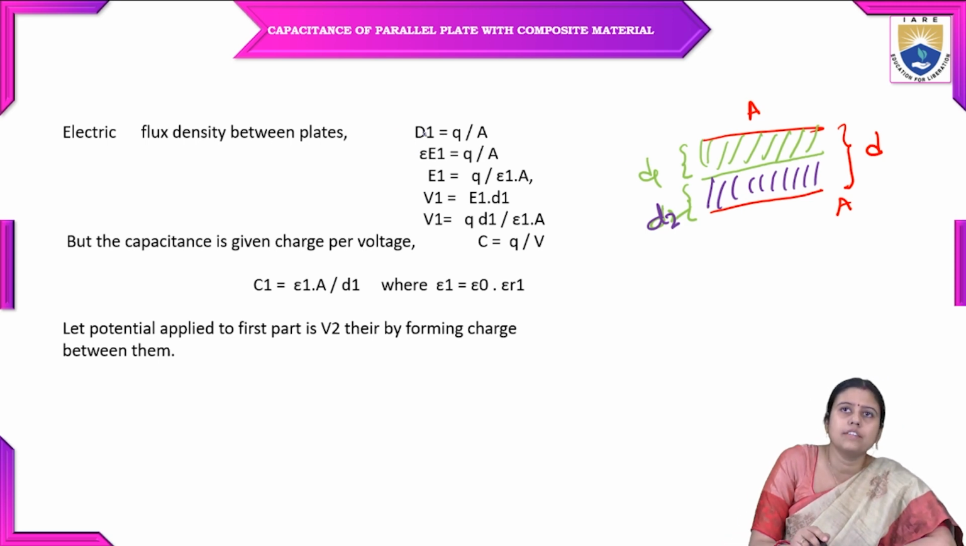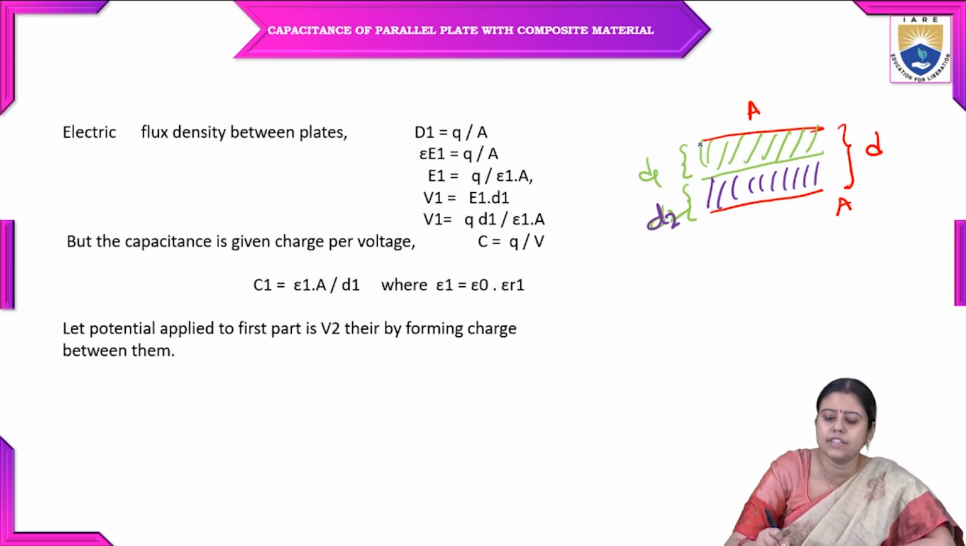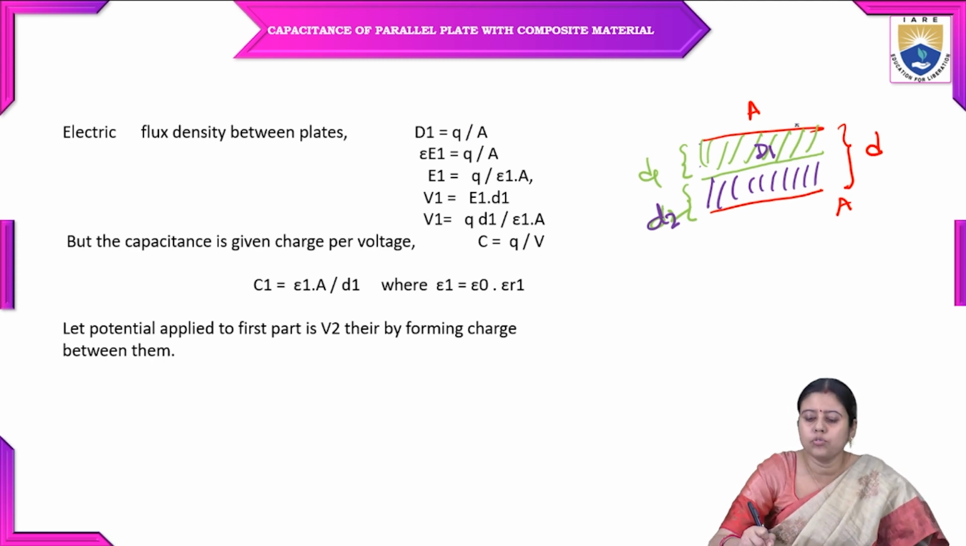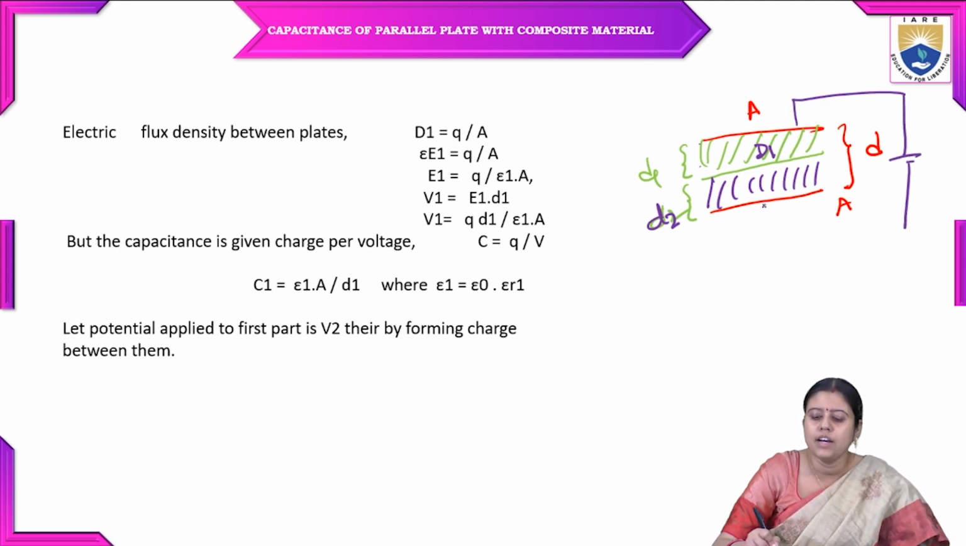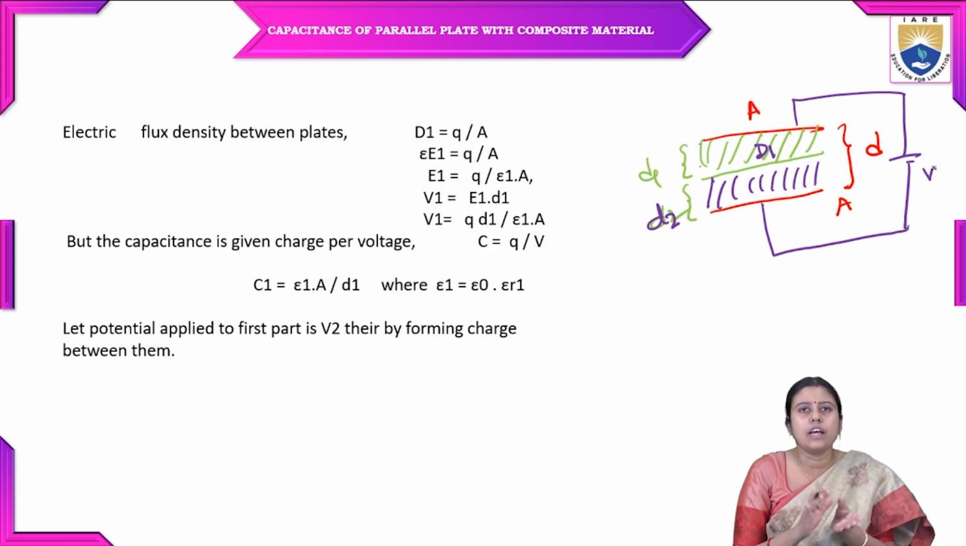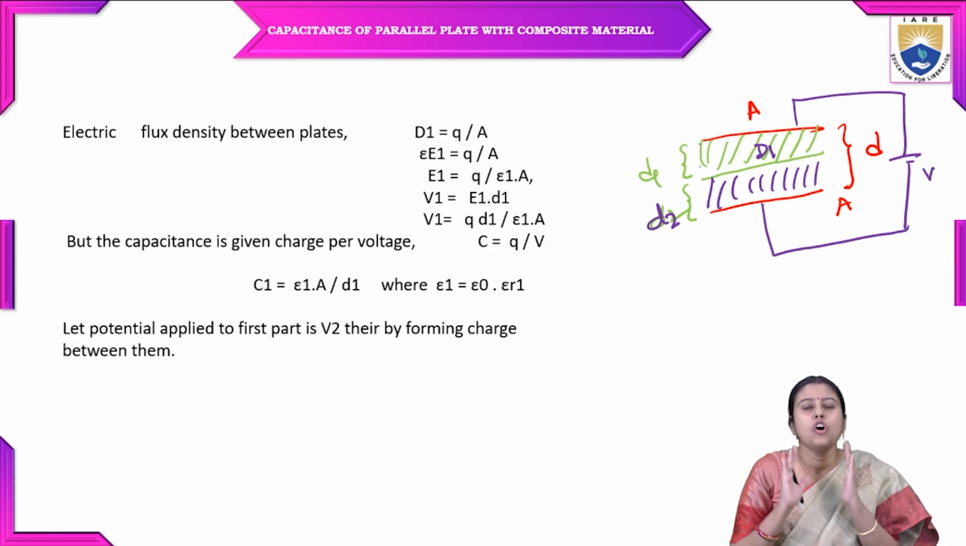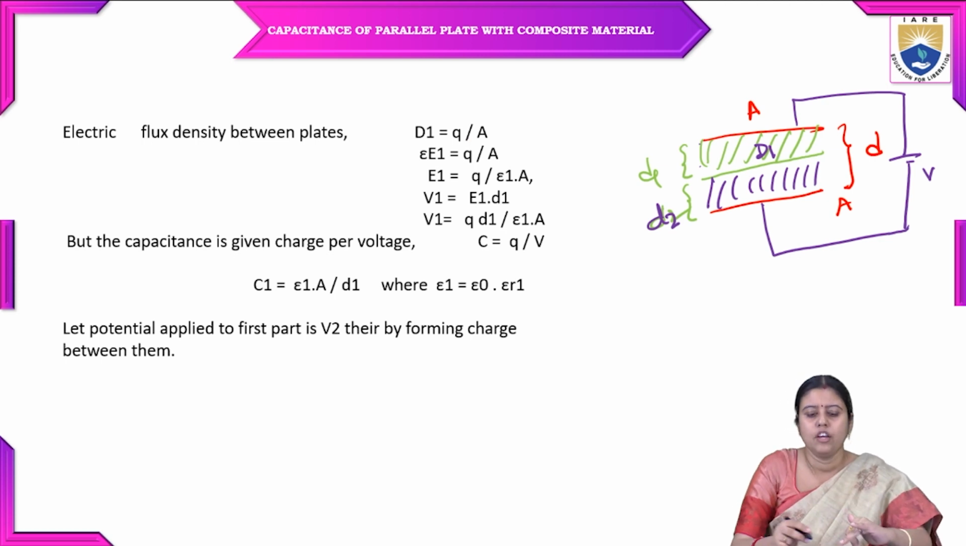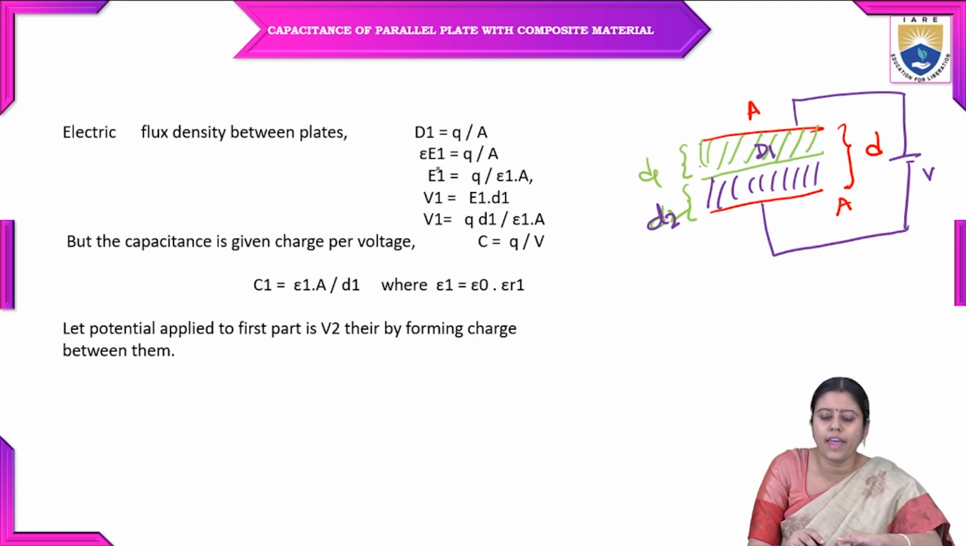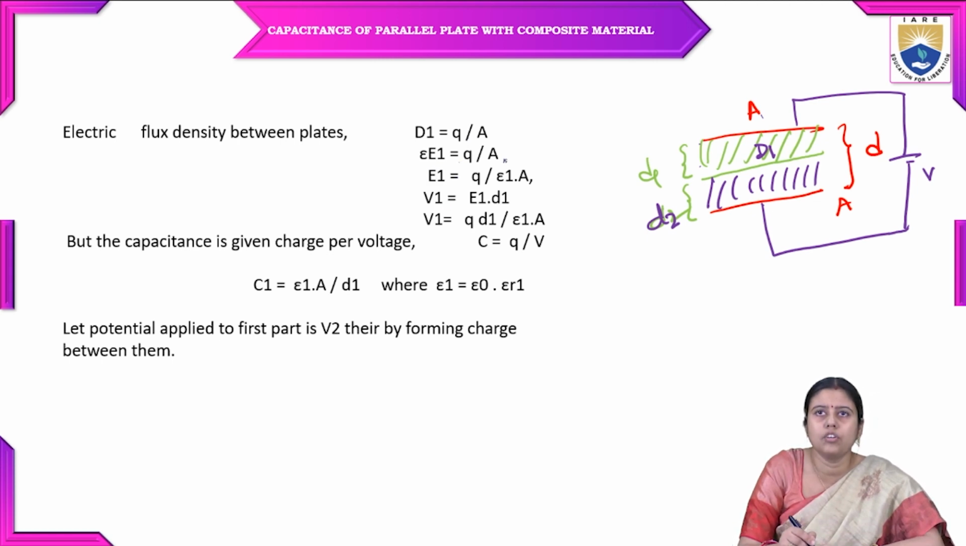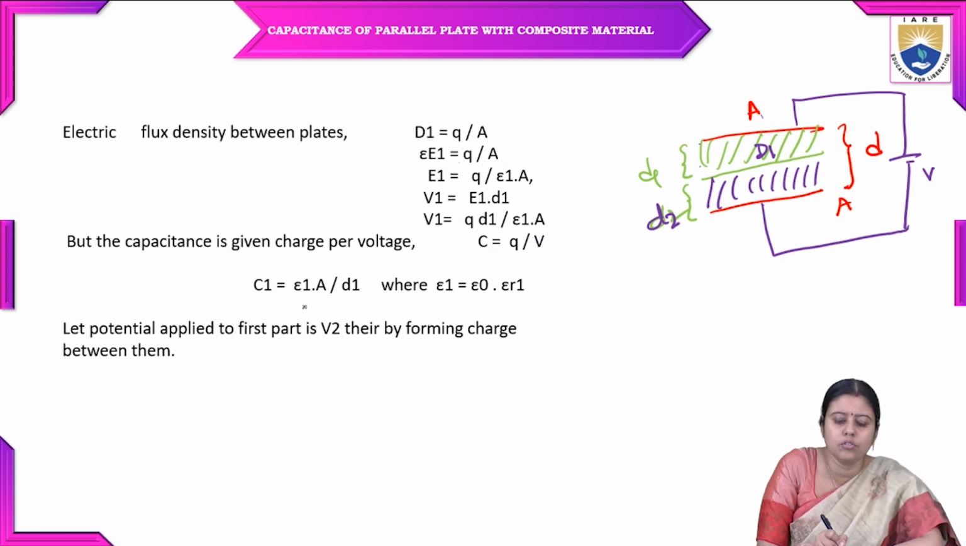So similarly, what is capital D1? Capital D1 is the flux density for the first dielectric, and D1 is Q by A. As we are connecting the capacitor with the same potential V, the same charge will be accumulated on both plates. So D1 is equal to Q by A, as both cross-sectional areas are A. So epsilon1 E1 is equal to Q by A. From here we get C1 is equal to epsilon1 A by d1.